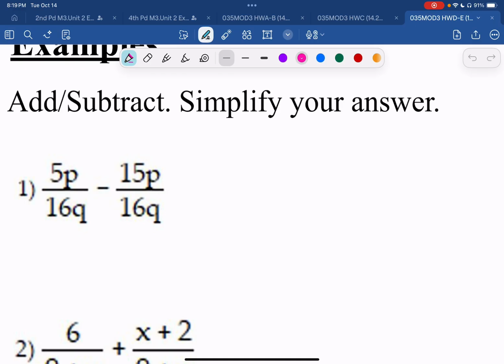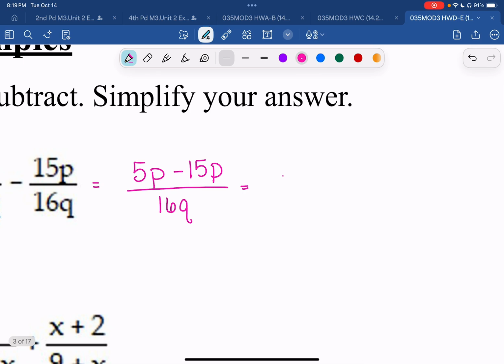In example 1, we can see that our denominator is the same. So what that means is I'm just going to add or subtract. In this case, I'm subtracting, and I'm going to put that over that common denominator. And then I'm going to simplify. So 5p minus 15p is going to leave me with negative 10p over my common denominator. Then I can simplify just as we know how to simplify rationals. Anything that's common can cancel.